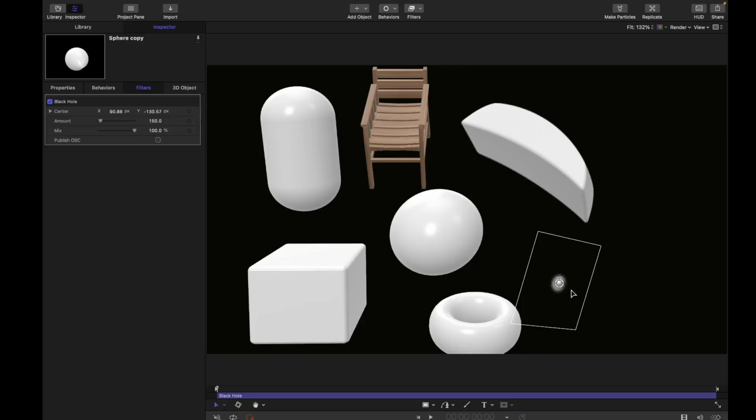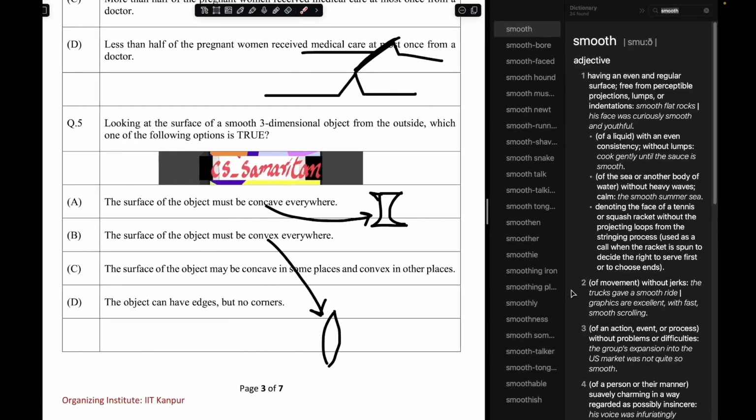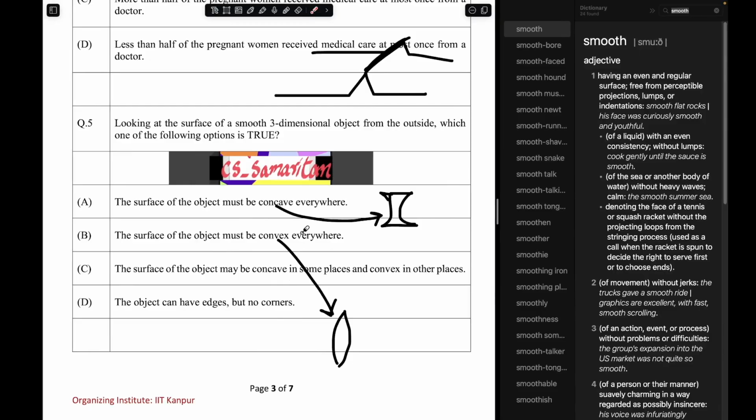So an object which is concave at every point and is a 3D object would become a point. But this assumption, smooth 3D object, does not mean that it is a point, right? So the statement that the object must be concave everywhere is simply not true, so we can eliminate this statement. The second statement says the surface of the object must be convex everywhere. What does convex everywhere mean?